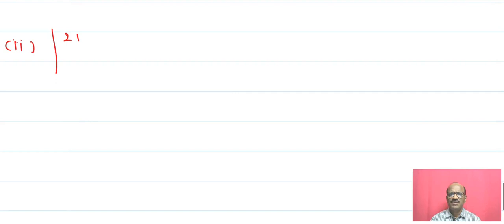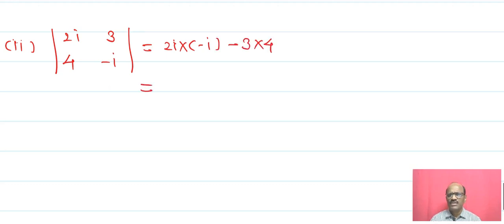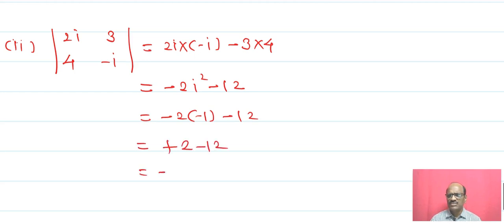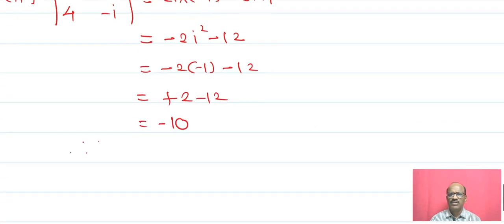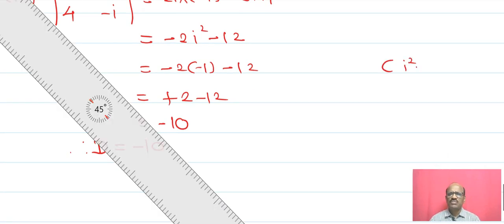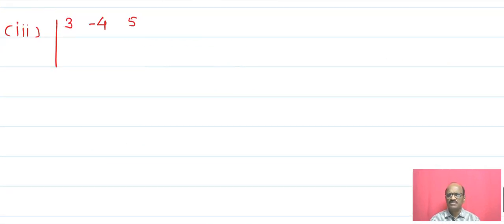Now second example, 2i, 3; 4, -i. That is equal to 2i into -i, minus 3 into 4, that is -2i square, minus 12. i square means what? Minus 1, so minus minus becomes plus, that is plus 2 and minus 12, that is equal to -10. This is the value of the determinant. i is a complex number, i square is equal to -1, you have to remember that.